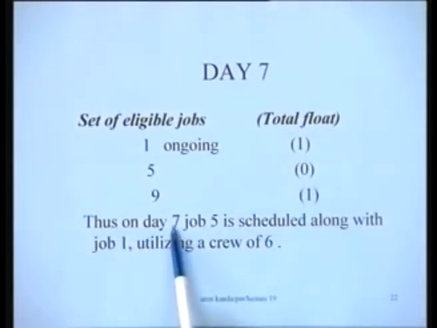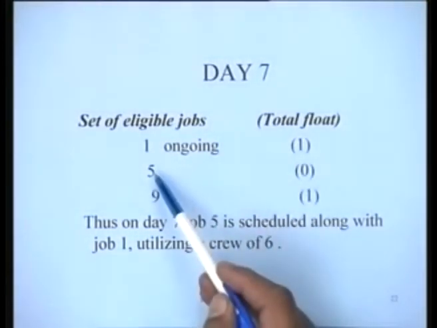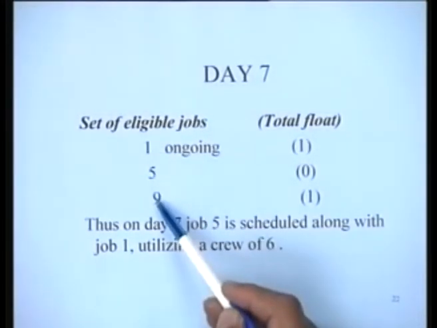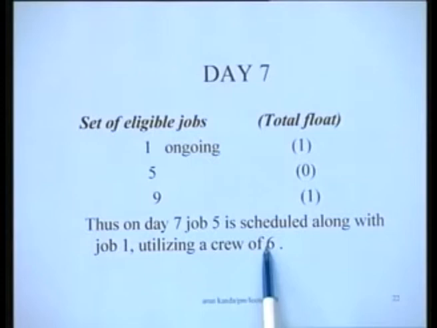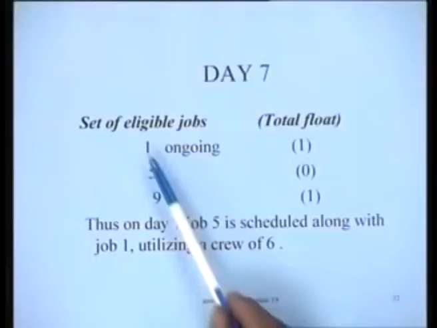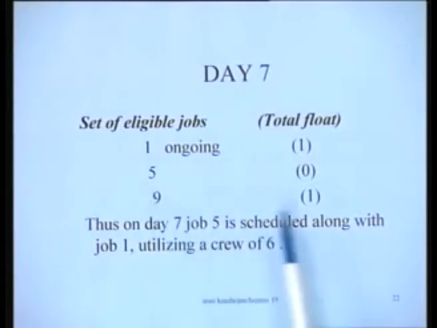So thus on day 7, job 5, because this is a critical job, has to be scheduled, and once it is put along with job 1, job 9 cannot be scheduled. So job 5 is scheduled along with job 1, utilizing a crew of only 6. So that is the decision that we take on day 7. Is that clear? So we have now decided to schedule 1 and 5 together, and 9 will have to wait.